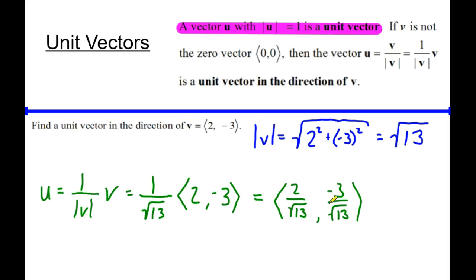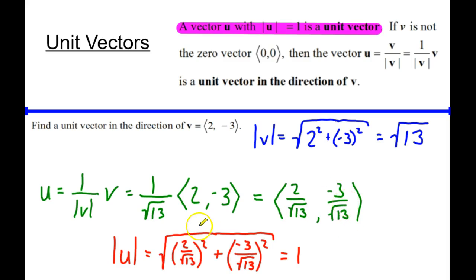To check and see if this really is the unit vector, we could take the square root of our first component squared plus our second component squared. You can grab a calculator to plug this in and check for yourself, but the magnitude of vector u would be equal to the square root of 2 divided by radical 13 squared plus negative 3 divided by radical 13 squared. If you simplify that, you get a value of 1 for the magnitude of vector u.